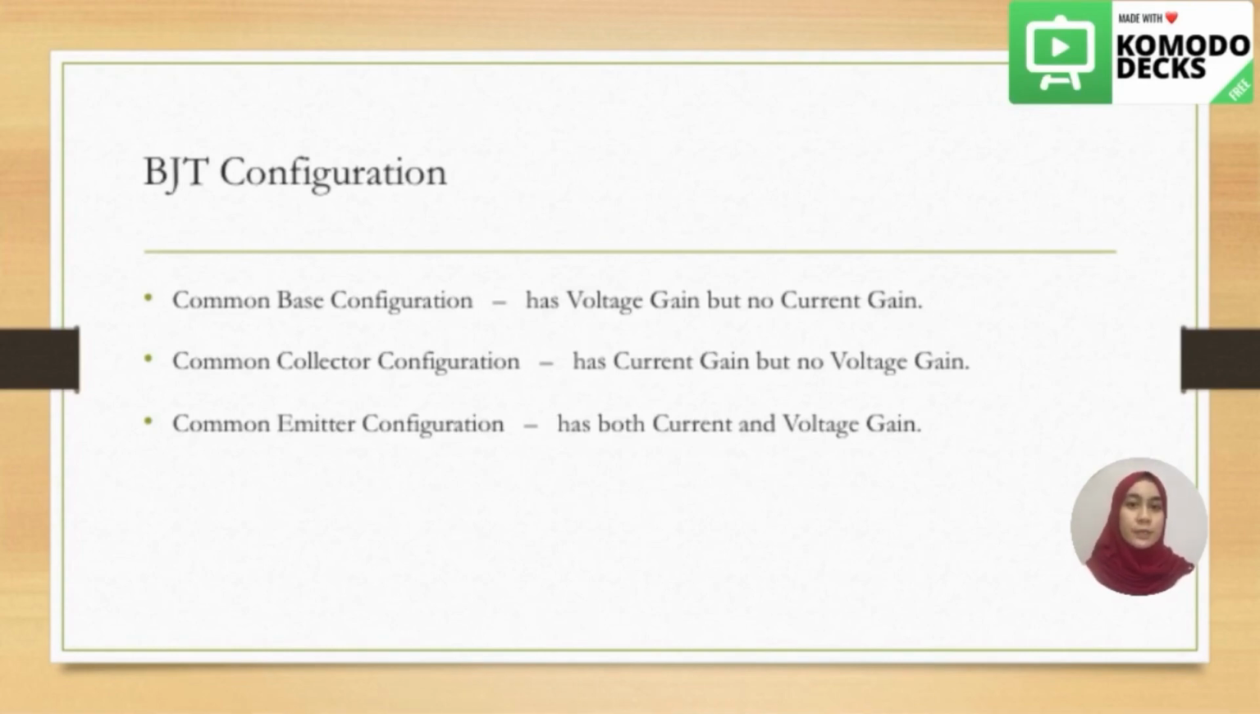As you can see, we have 3 terminals. The first one is the common base configuration. It has voltage gain but no current gain. The second one is the common collector configuration. It has current gain but no voltage gain. And the last one is the common emitter configuration. It has both current and voltage gain.